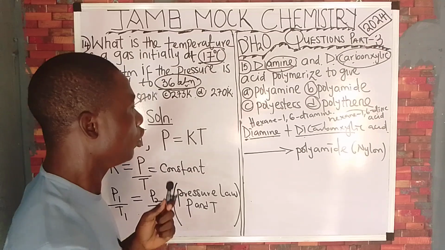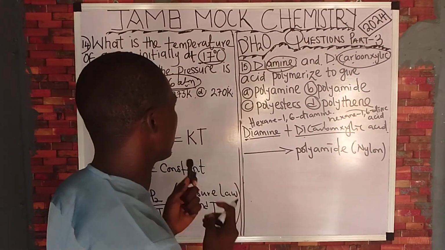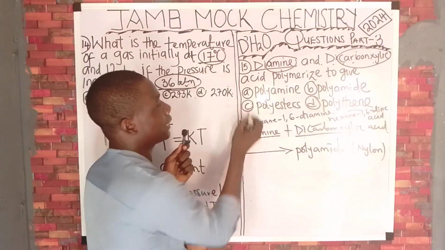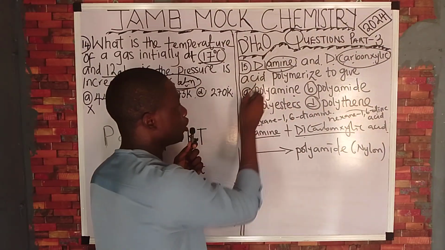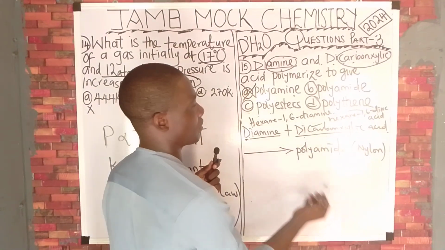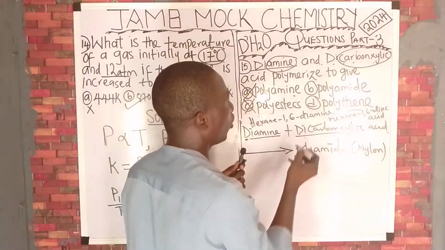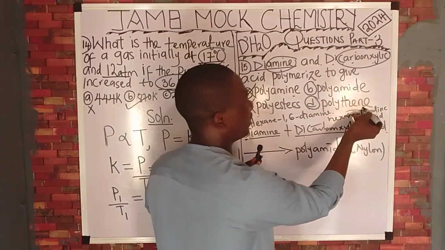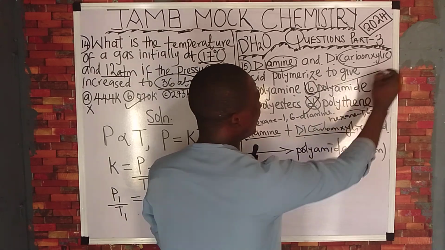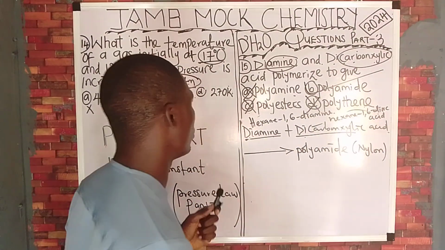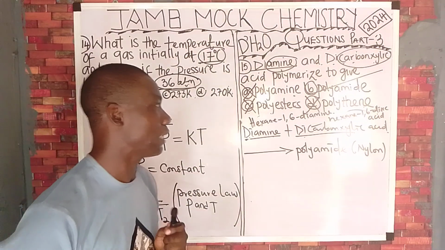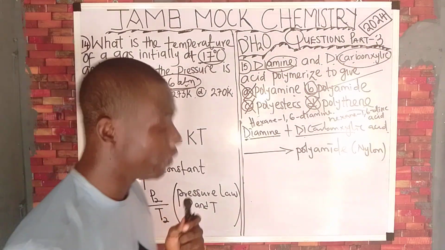Wow, that's interesting. So let's quickly look at the options and see the answer to this question. Please be careful of option A. It says polyamine, which is not the answer. Option C says polyesters. No, not the answer. Option D says polythene. Not the answer. The answer is polyamide. So take note, the polymerization of diamine and dicarboxylic acid gives us polyamide.